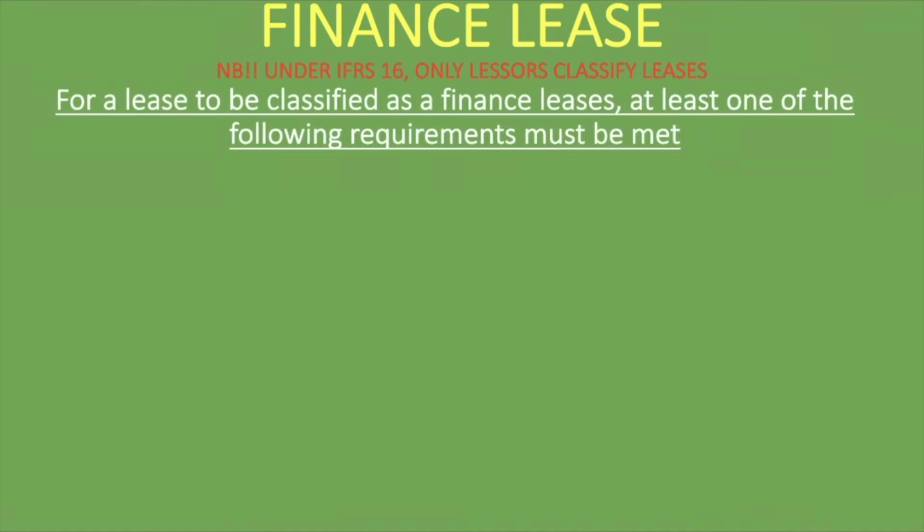So for a lease to be classified as a finance lease, at least one of the following requirements must be met. So we're looking at this from the perspective of the lessor, because they still have to see whether this is a finance or an operating lease. So how do they determine that? Well, there are a few things that you have to bear in mind, and at least one, it doesn't have to be all of them, at least one of the following requirements must be met. If only one of them is met, then that already makes it a finance lease. So what is the requirement?